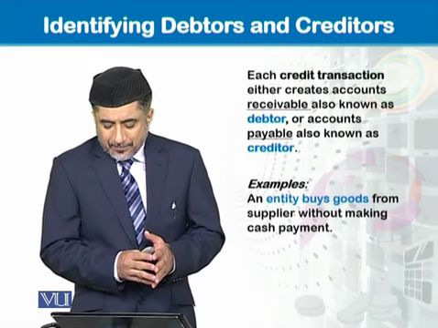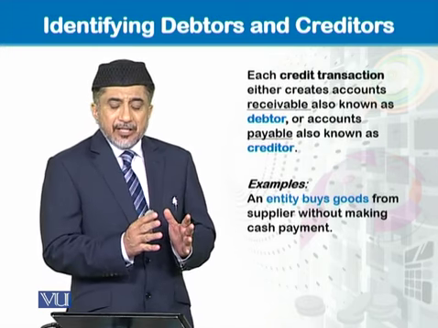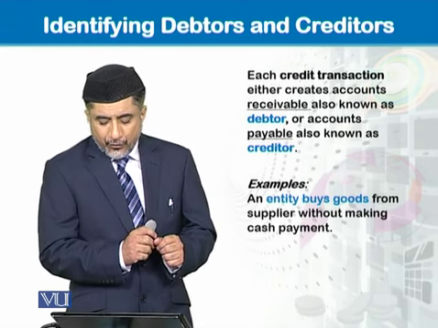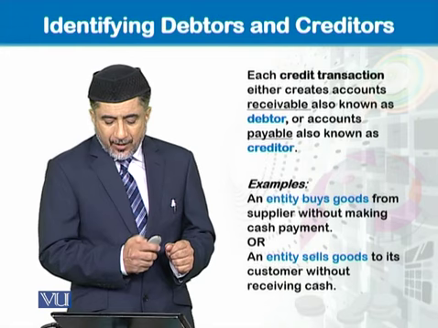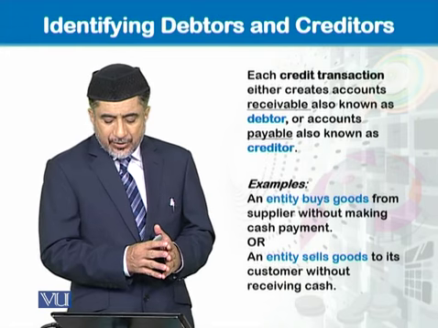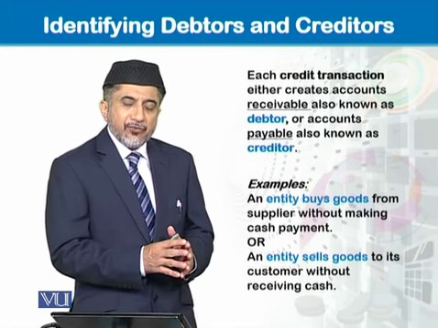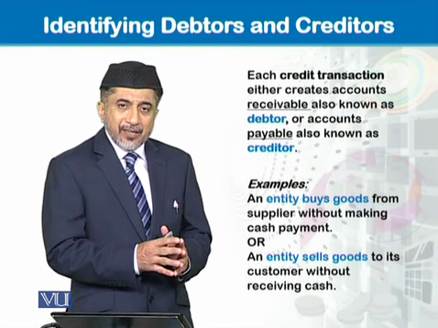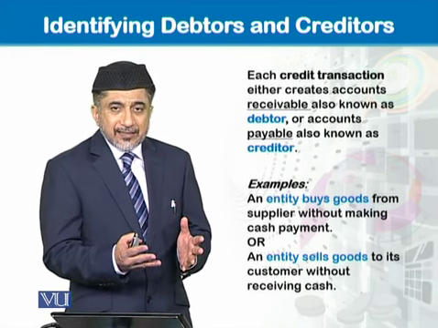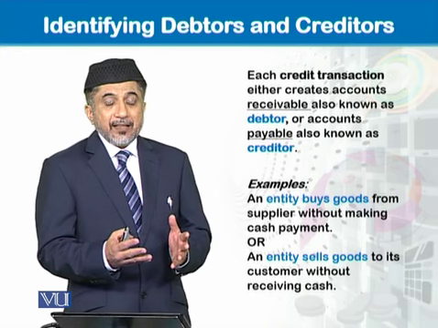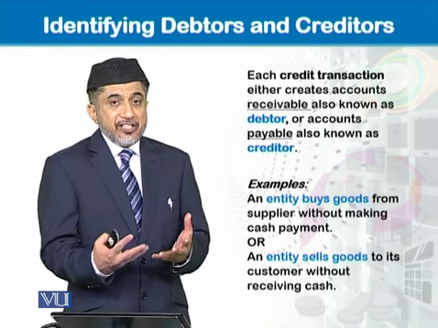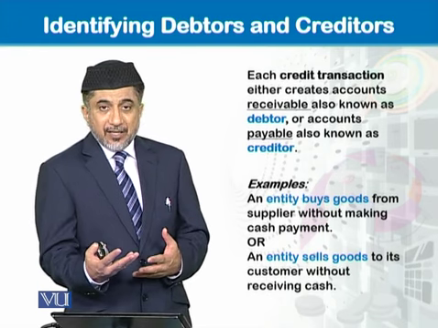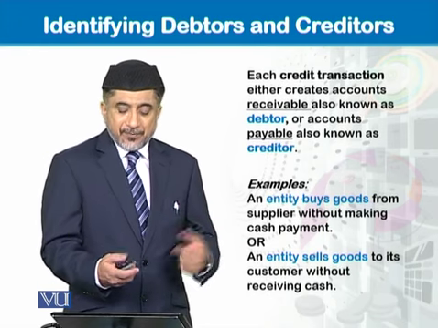For example, an entity buys goods from a supplier without making cash payment, or an entity sells goods to its customers without receiving cash. So these are the credit transactions. We have to see how these credit transactions are generating accounts receivables and accounts payables.